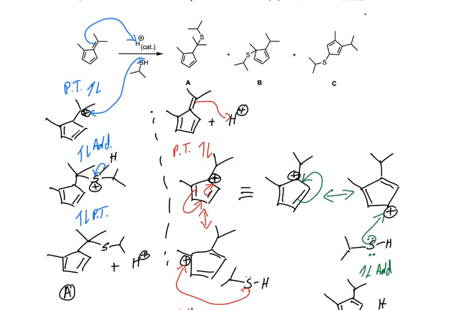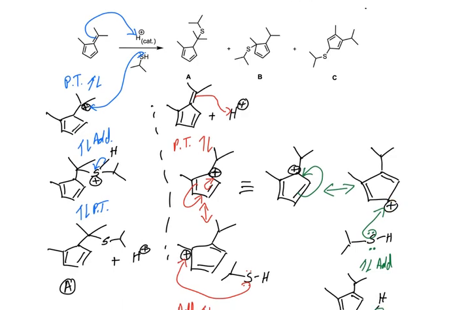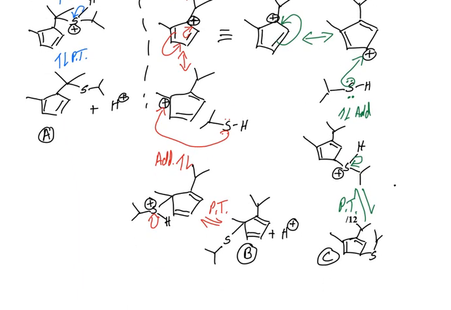But what you can see as you do this, for the pi bonds, you need to do some resonance. And that can get you, if you do 1 pi bond over, to the plus charge on this carbon here. Sulfur adds in. Proton transfer, that's product C.